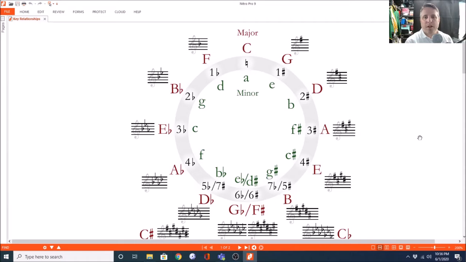In this lesson, we're going to talk about the relationships between keys. There are certain keys that work well with one another, and so we're going to discuss why that is and how that kind of happens in music.